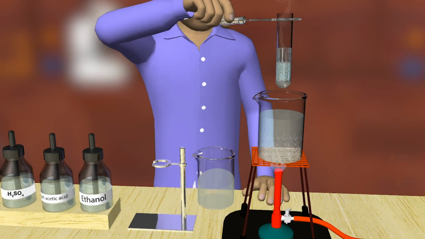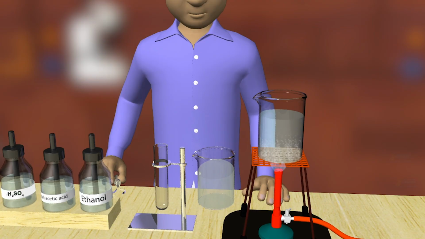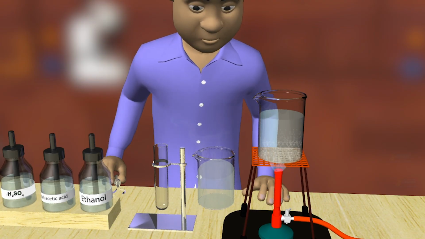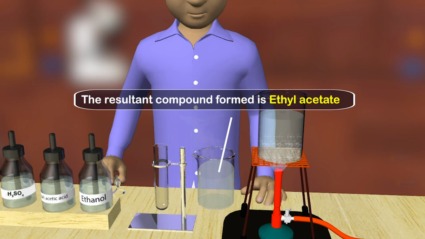Pour the warm content into the beaker containing 20 to 50 ml of water. We will notice the resulting mixture is a sweet odored substance. The resultant compound formed is ethyl acetate.